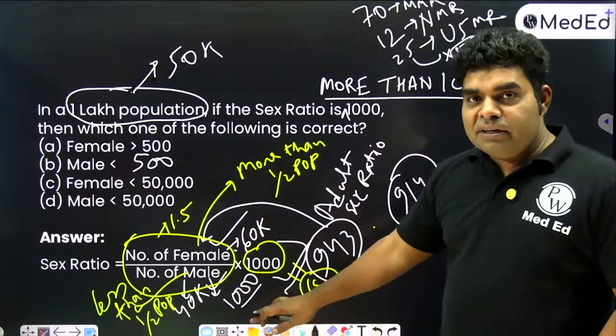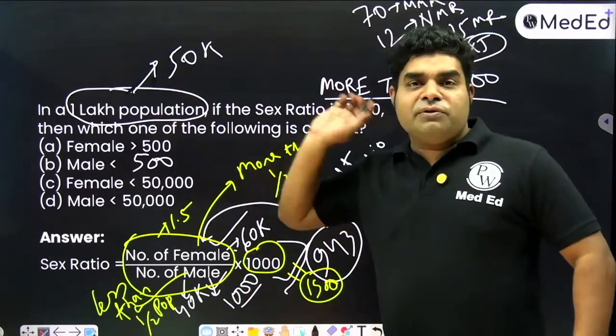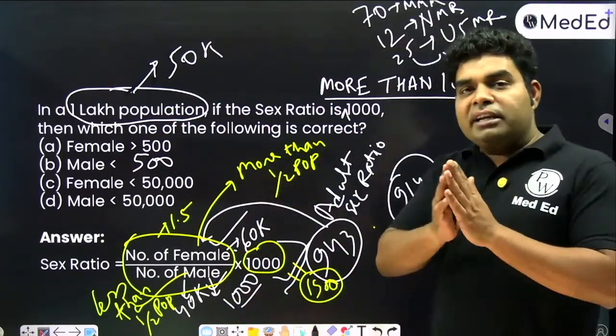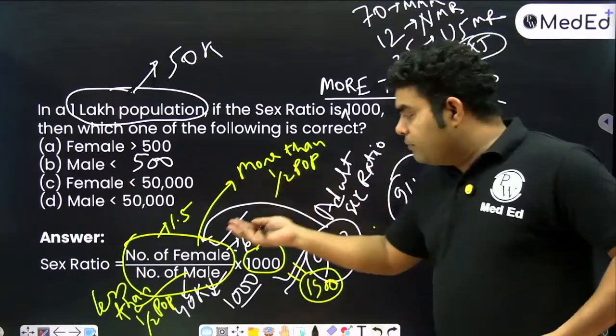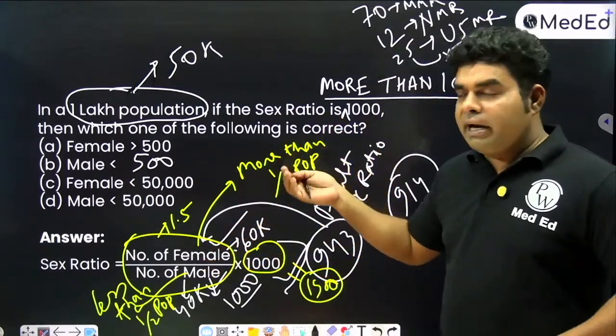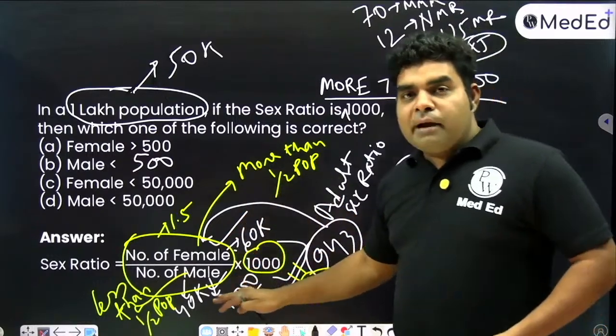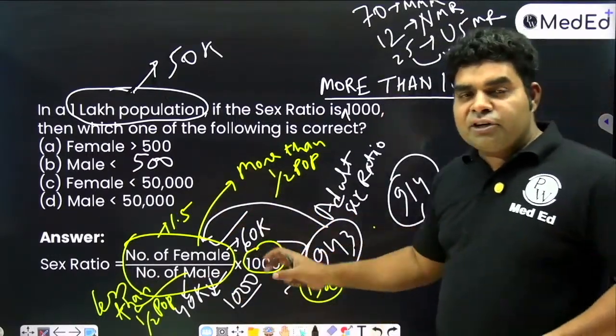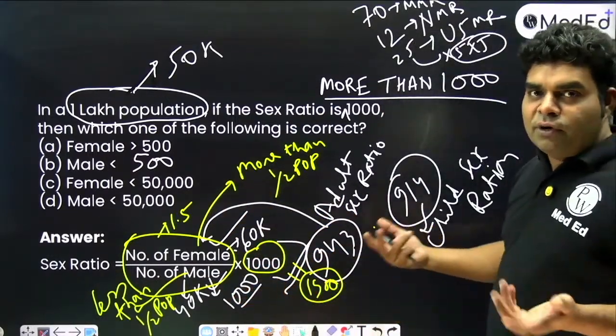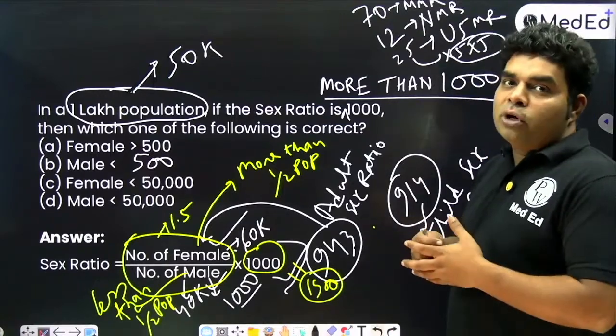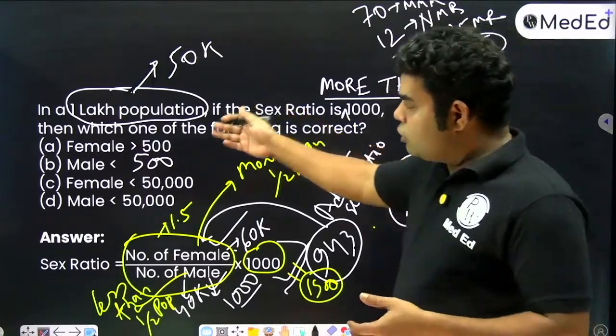So here the population given is 1 lakh. First step is divide the population into 2 half. Now if the female is coming more than half, like let's say out of 1 lakh female is suppose 60,000 and male is less than half 40,000, then their ratio is 1.5 and 1.5 into 1000 is 1500. So that will come more than 1000.